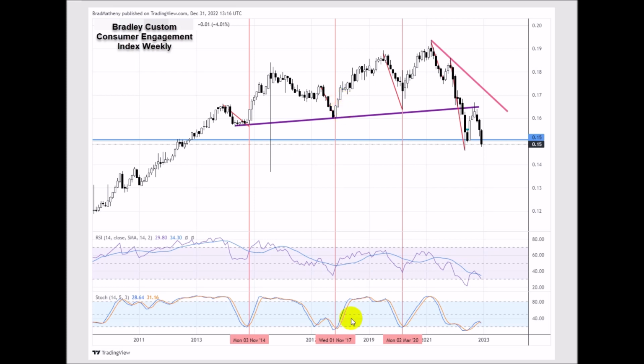So you can see these deep, deep lows: November 2014, November 2017, and then here, early January, February, March 2020, that was the COVID low. We've already established this low. We've come down and seen this extreme selling capitulation event.